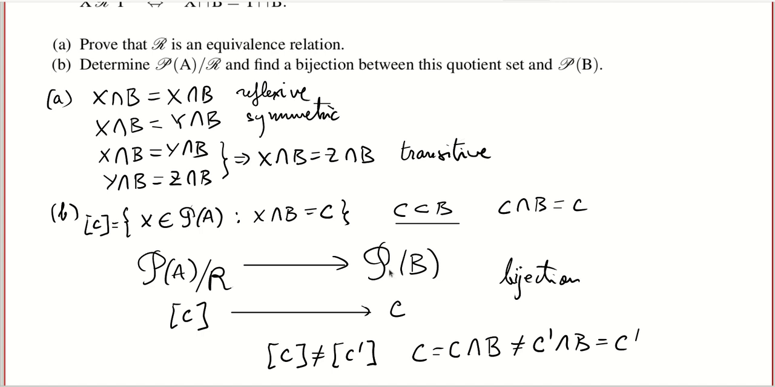The bijection between these two sets essentially means that they are isomorphic. In other words, there is a one-to-one association between the elements here and the elements here. The association is clear. If you pick a class here, what you have to pick is the representative in B of this class, and that is the image in this other set here.